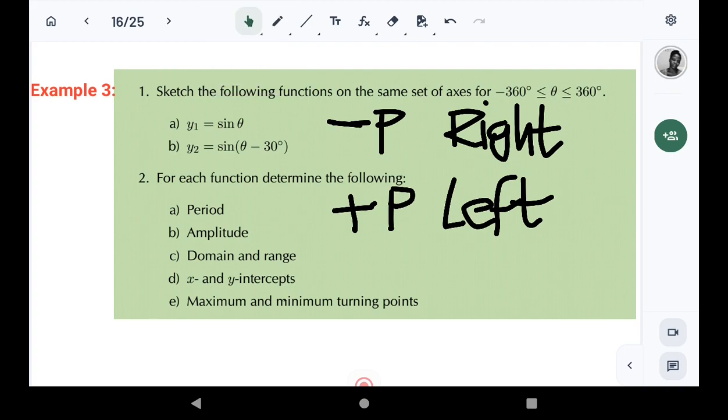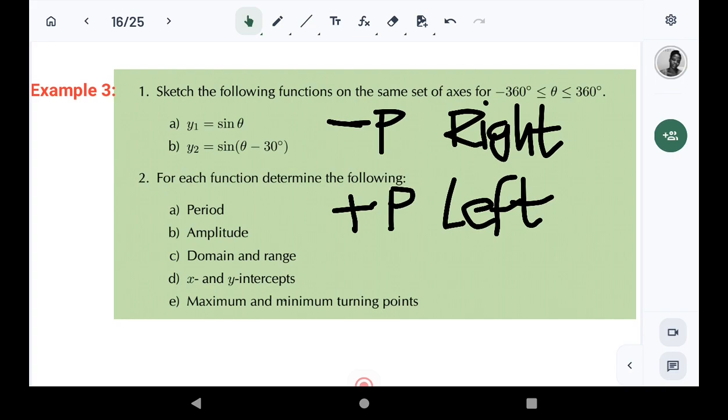Now determine for each of the following: the period, amplitude, domain and range, x and y intercepts, maximum and minimum turning points. Now let's look at what is common. A for both is 1, so the amplitude is 1 for both of them. The domain and range is also common. Domain is between negative 360 and 360, and the range is between negative 1 and 1 because your amplitude is 1. Now where they differ is with the x and y intercepts and the maximum and minimum turning points. Let's see what we get there.